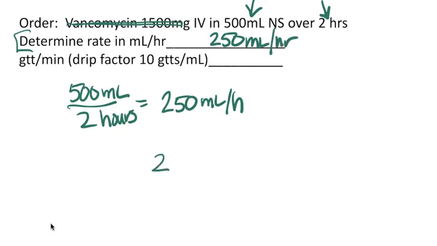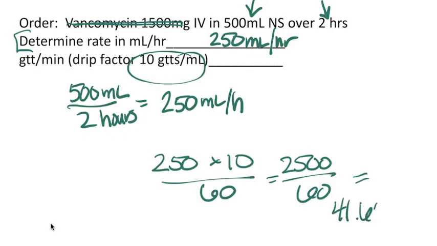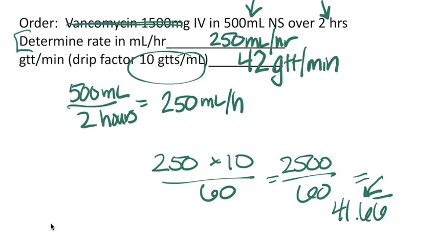Drop factor, again, 250 times, what's my drop factor? Times 10, and I'm going to divide that by 60. So 250 times 10 equals 2,500 divided by 60 equals 41.66 repeating. Look at that 6. We're going to round that to 7. I'm sorry, we're going to round this number to 42 drops per minute. Okay.